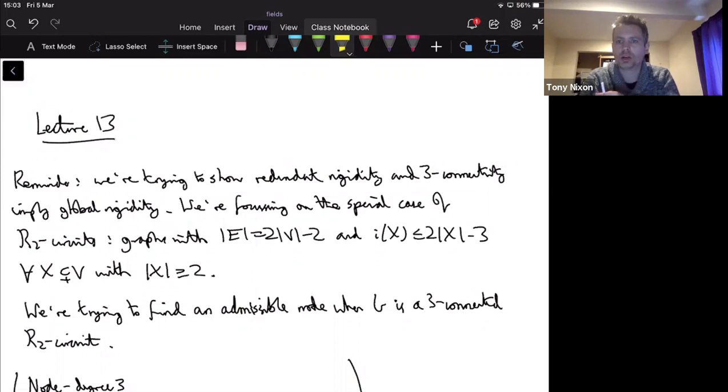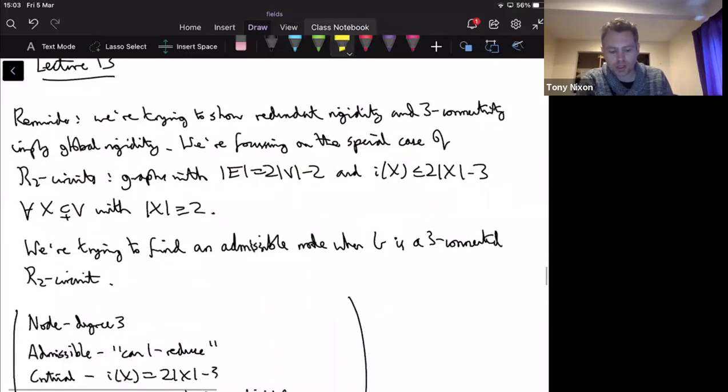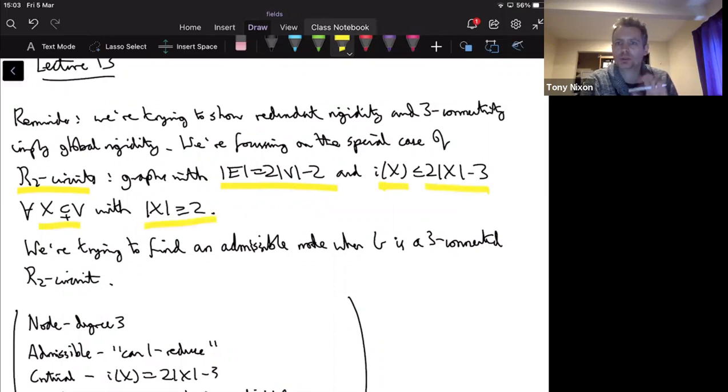And so now we were looking at the combinatorics, and we were focusing on the special case where the graph is an R2 circuit. So briefly, that's a graph G equals (V, E), whose number of edges is equal to 2|V| minus 2, and the number of edges induced by any subset X is at most 2|X| minus 3 for all proper subsets X of the vertex set with at least 2 elements. Okay, and so what we did last time was... Tony, hi.